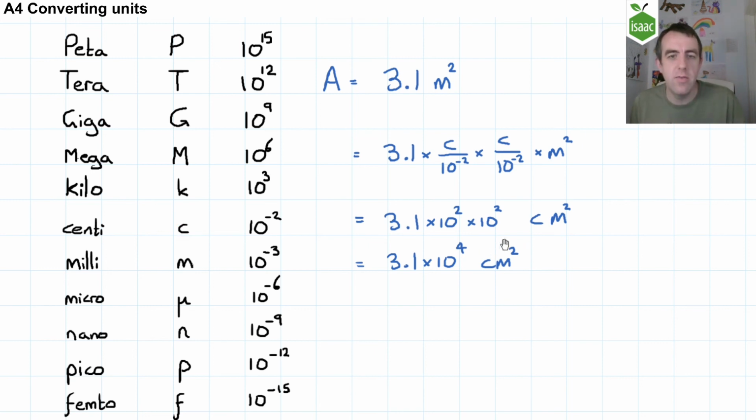Converting areas and volumes can be tricky, but as long as you practice and you remember that the prefix is also raised to the same power as the unit the prefix accompanies, then you'll be fine.